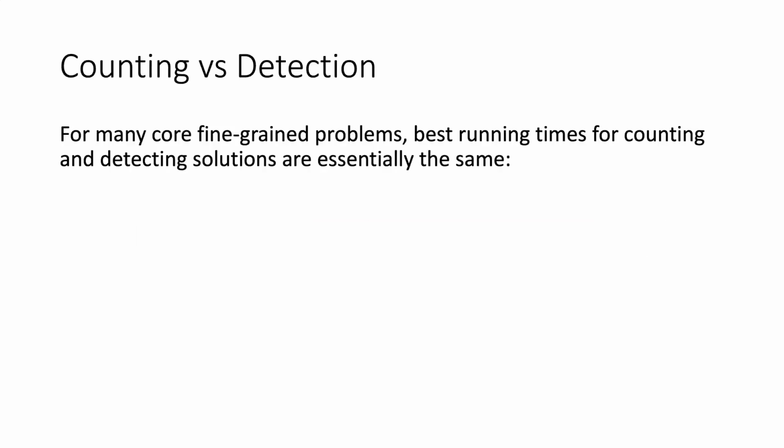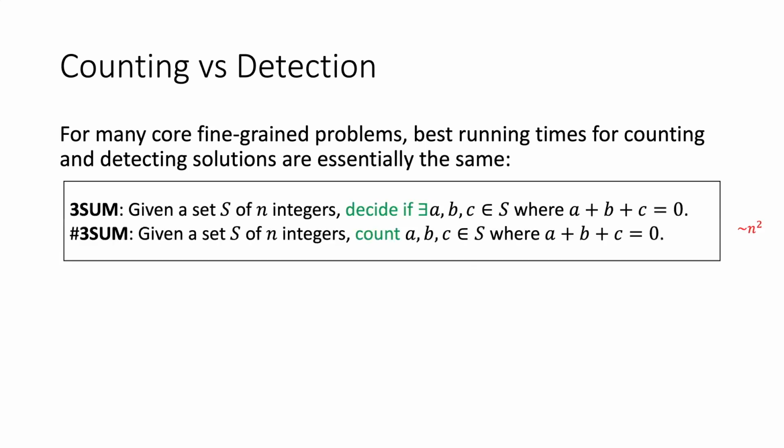First, counting and detection. For many core fine-grained problems, the best running times for counting the number of solutions and detecting whether there is a solution are essentially the same. For instance, in the three-sum problem, we are given n integers and we need to decide if there are three integers that sum to 0. In its counting version, which we call counting three-sum, we instead have to count the number of triples that sum to 0. For both of them, the current best running times are essentially n squared.